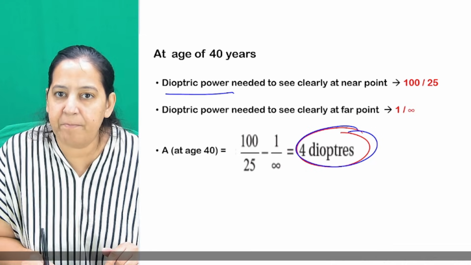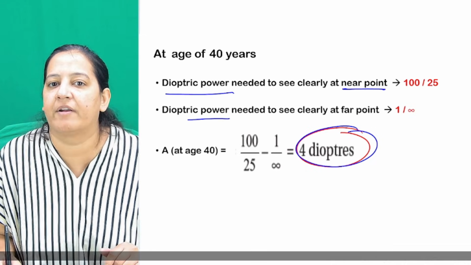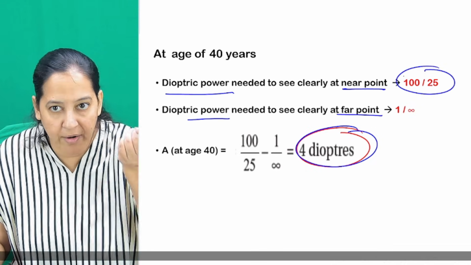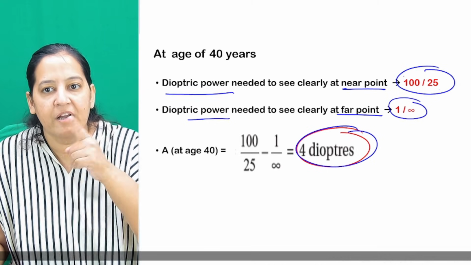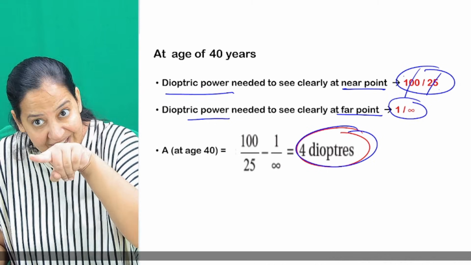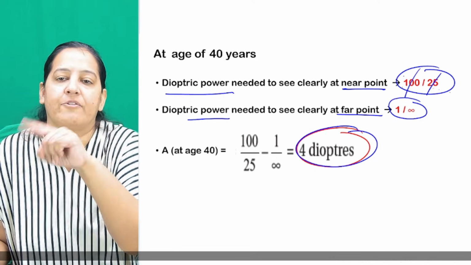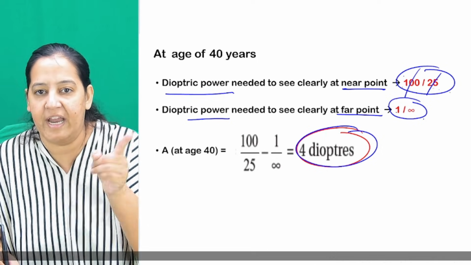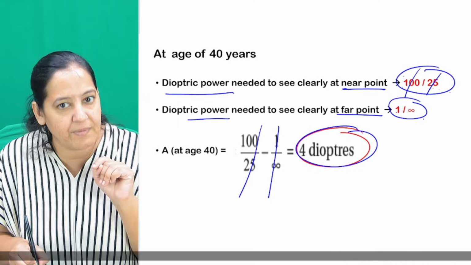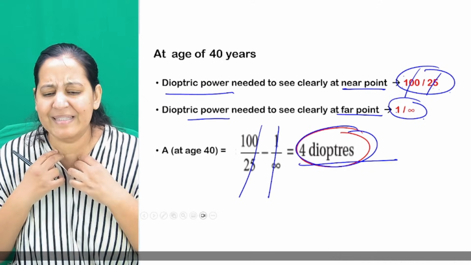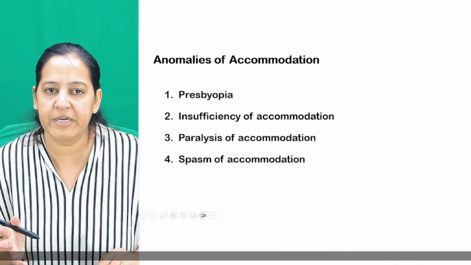This is how we calculate. You calculate the power for near point and the power for far point: 1 upon near point, 1 upon far point. Near point is 25 centimeter; if you convert into meter, it's 100 upon 25. Then 1 upon infinity. If you reduce 1 upon 25 minus 1 upon infinity, it is 4 diopter. People say yes, no, but respond. So this is how we calculate.